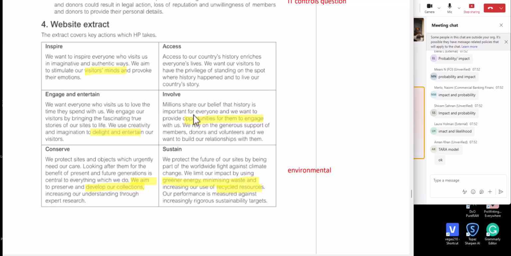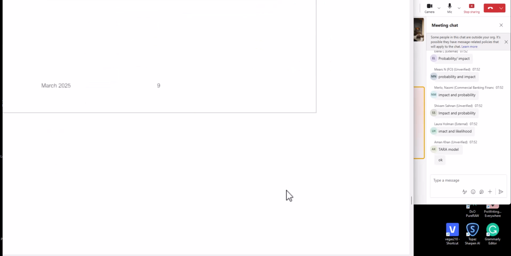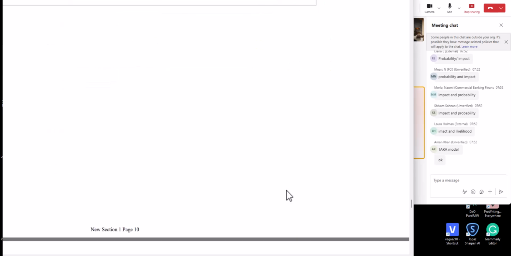We want people to engage. It's kind of social. Society disclosure, conservation is environment as well. So look out for that. Okay, let's go down.